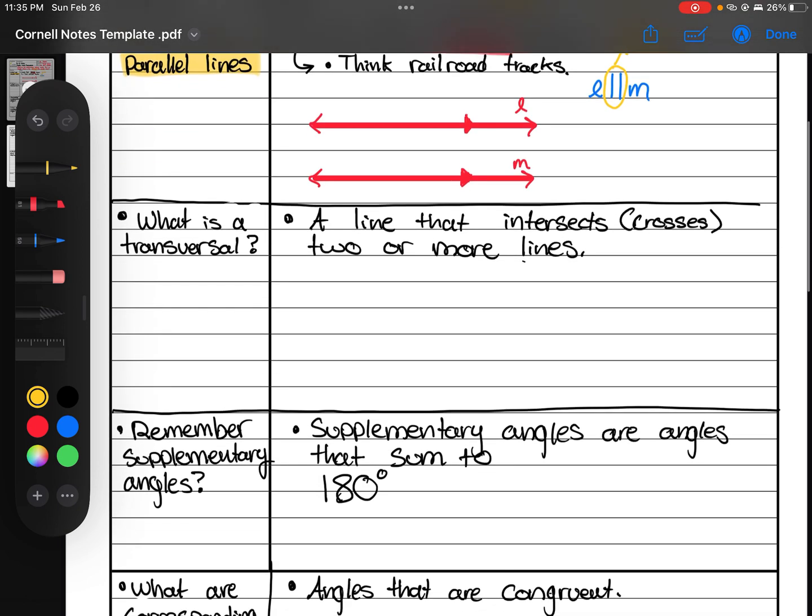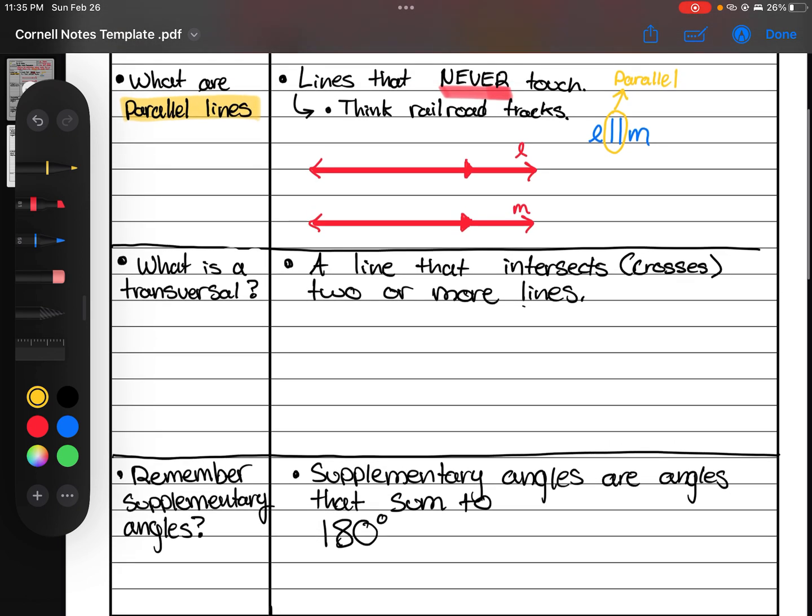Moving on to what is a transversal. So I want you to copy down the same parallel lines that we have written above here. And since I have the iPad, I have the luxury of just copy and pasting it, which is lovely. So I'm going to go ahead and paste my image in, and I'm going to draw in a transversal.